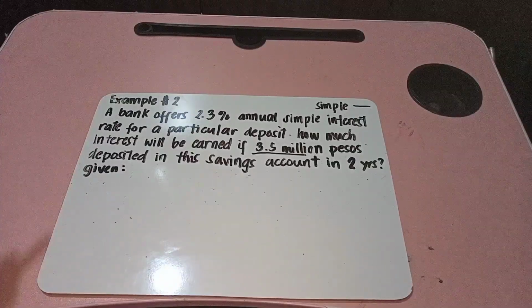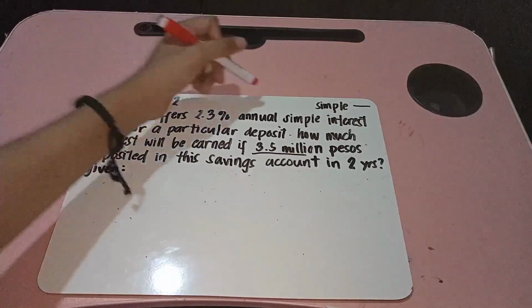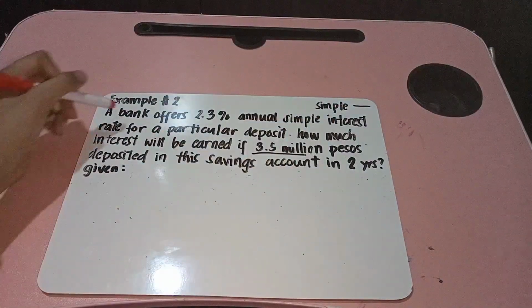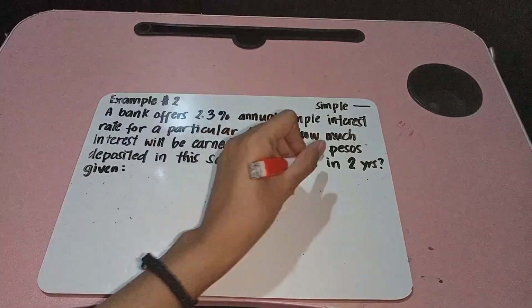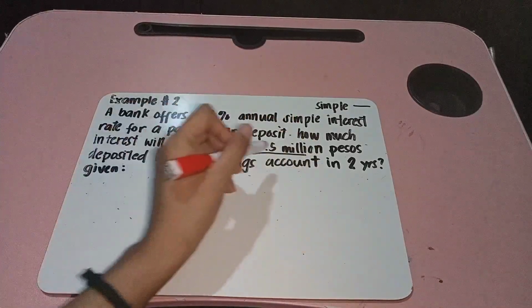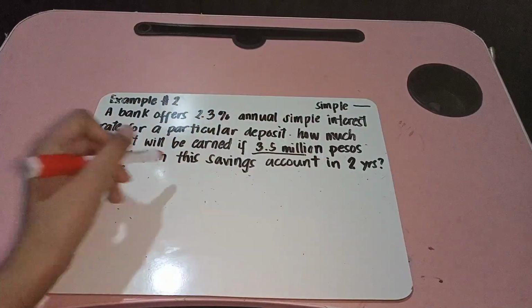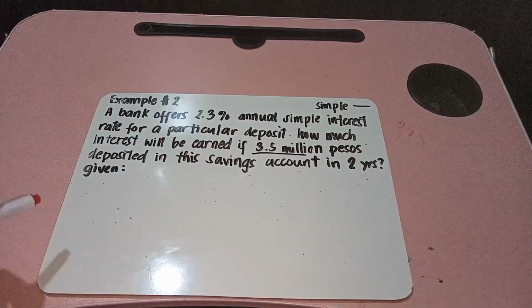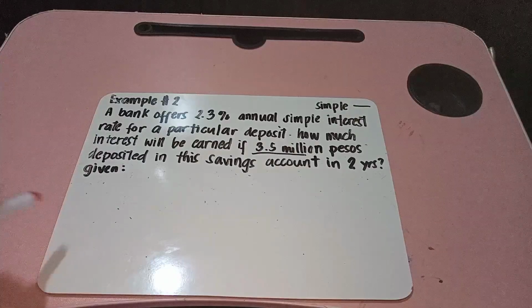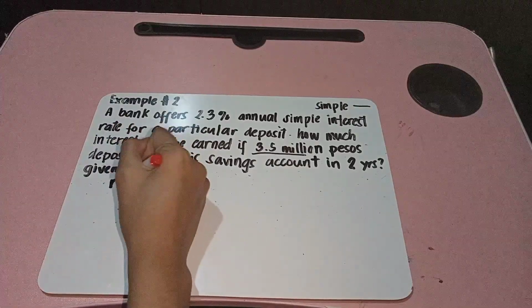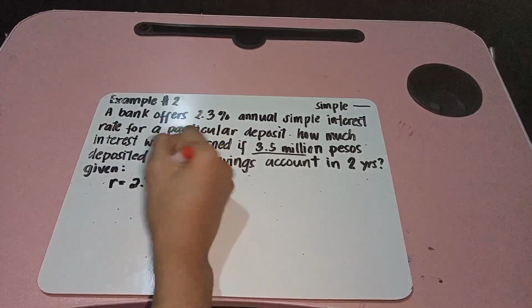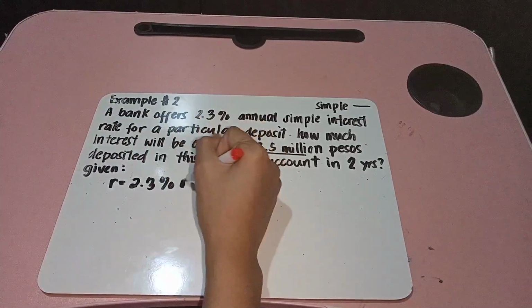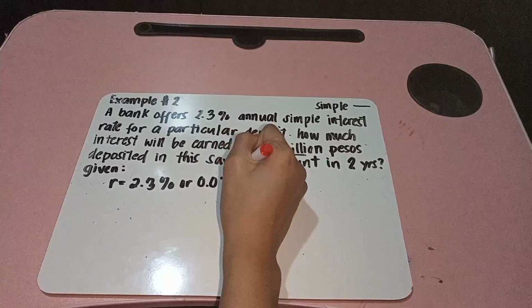Example number 2. A bank offers 2.3% annual simple interest rate for a particular deposit. How much interest will be earned if 3.5 million pesos is deposited in this savings account in 2 years? So just like the example number 1, we'll have to jot down the given. So here we have 2.3% or 0.023.